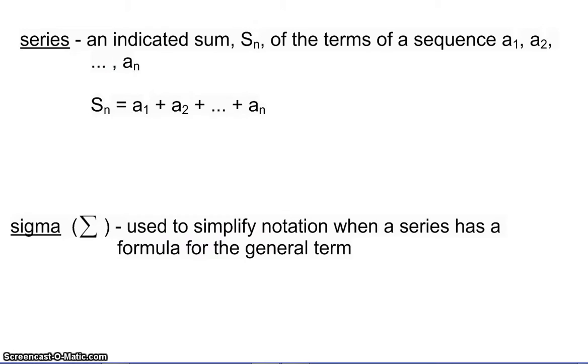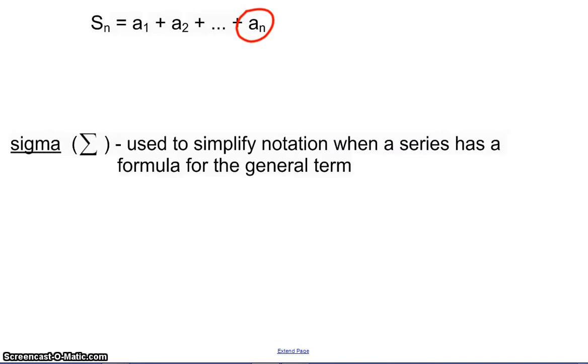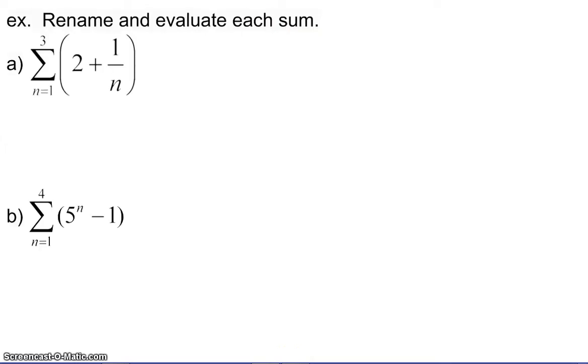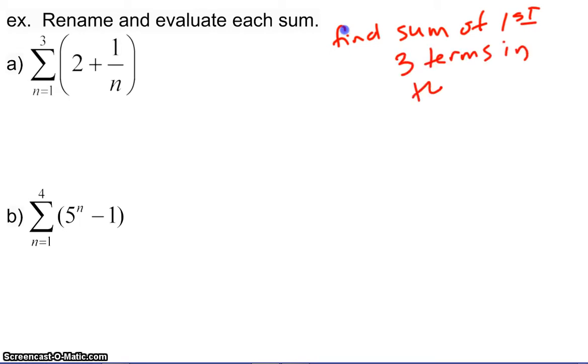And then a series is an indicated sum, so we're going to find the sum of the terms in this specific sequence, and we will dictate how many numbers in the sequence. So it won't be up to the nth term, it will be maybe like the first 5 terms or etc. And written in sigma notation, this is the notation that is used to find this series, the sum of a sequence of numbers. So in this specific example, this is telling us in letter A to find the sum of the first 3 terms in the sequence.